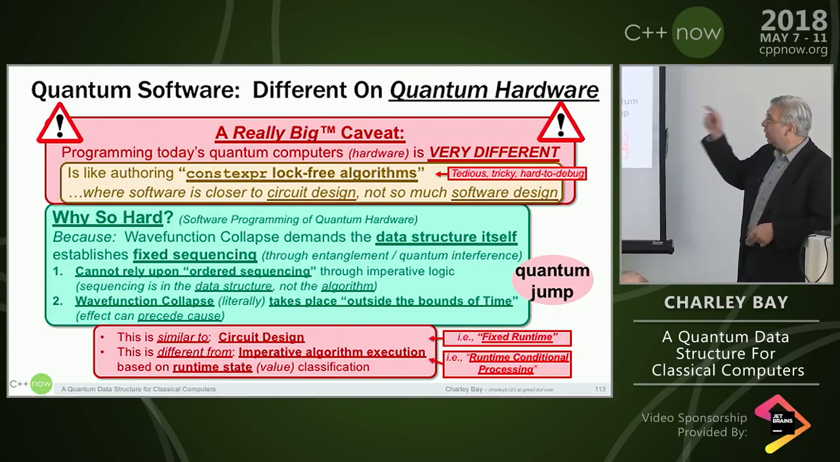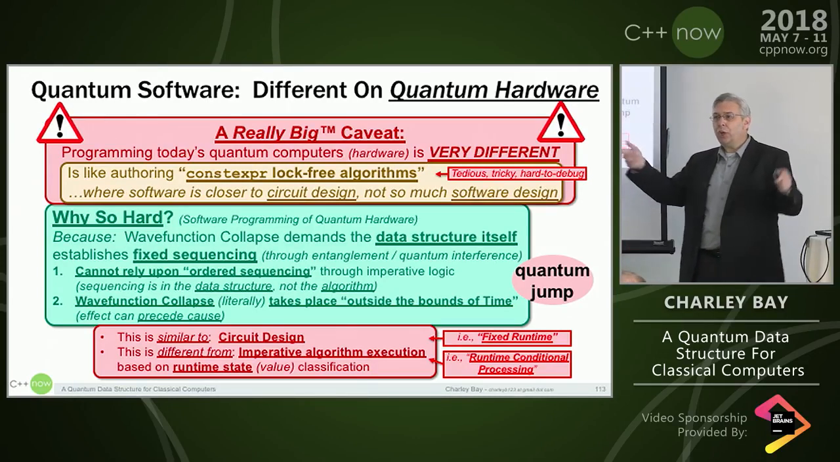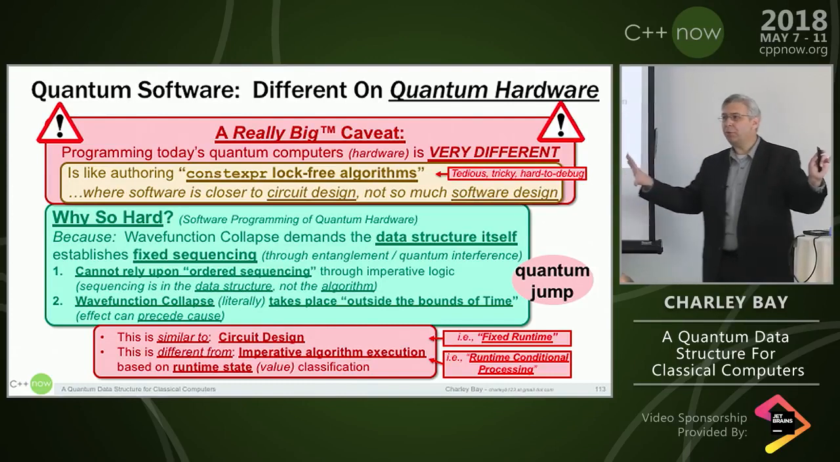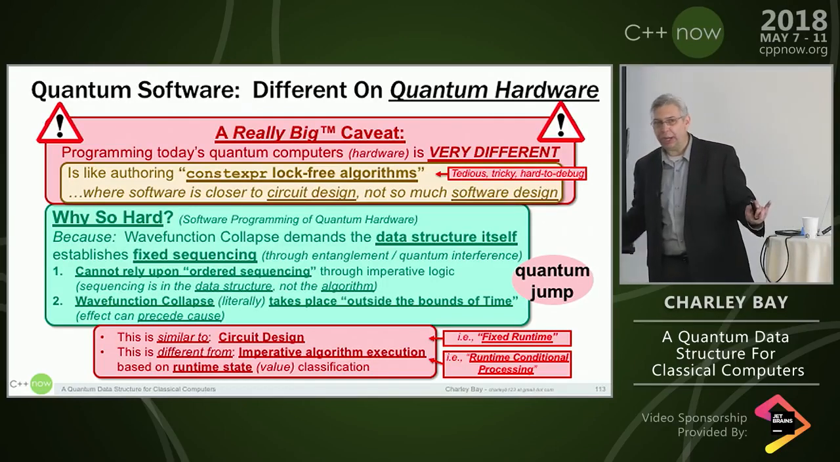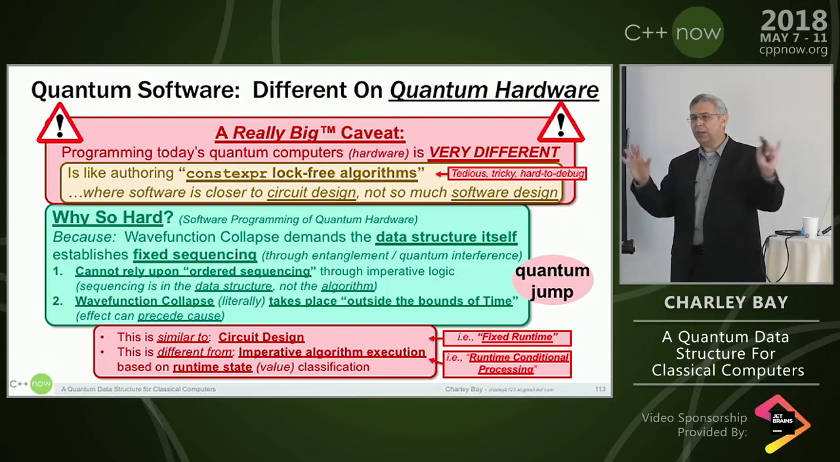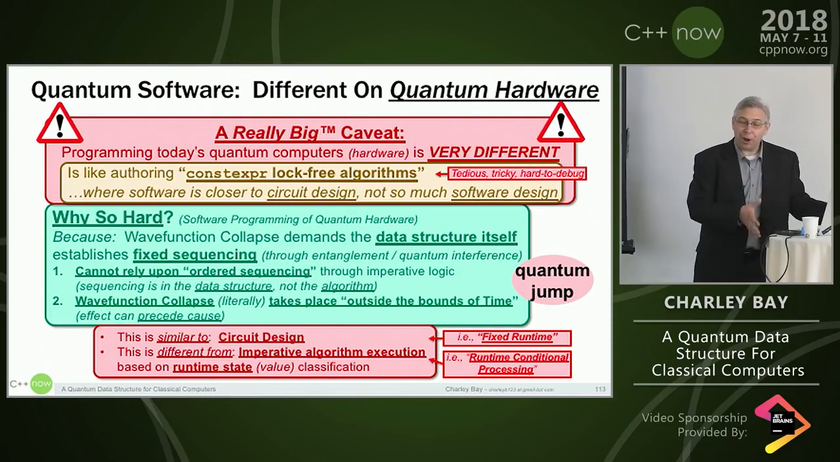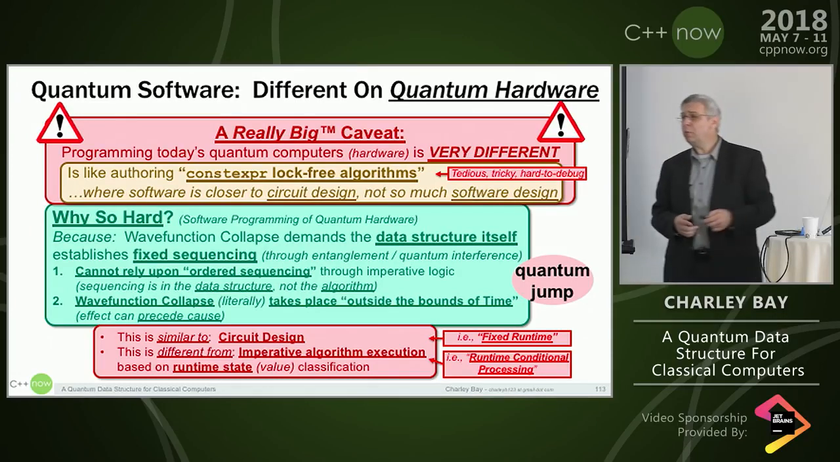If you're writing software, it's actually closer to circuit design because the sequencing is fixed. You're going to manipulate and move and run stuff through the circuit, but you can't look at it. There's no conditional branching. There's no extra context by which you can classify values at runtime. That's the land of software. We love conditional processing. Hardware doesn't do that.